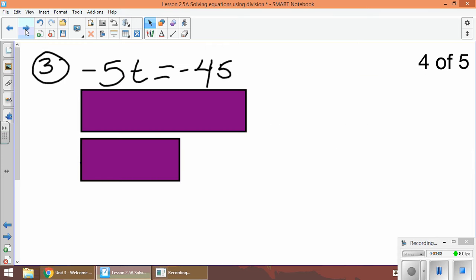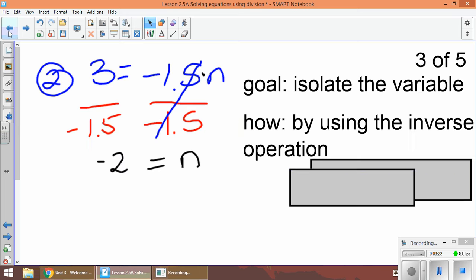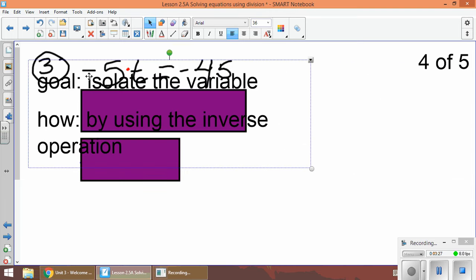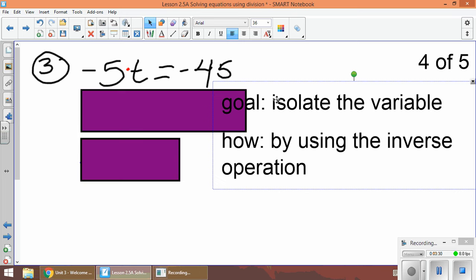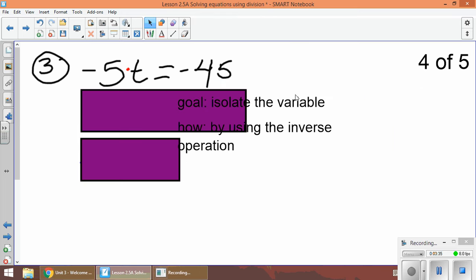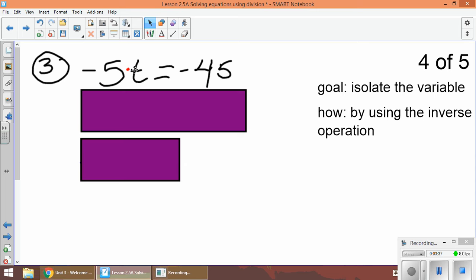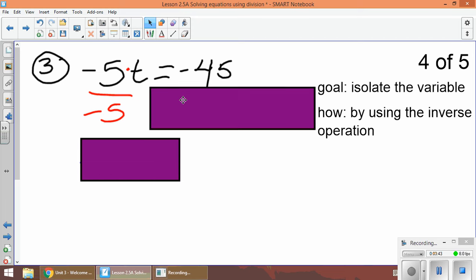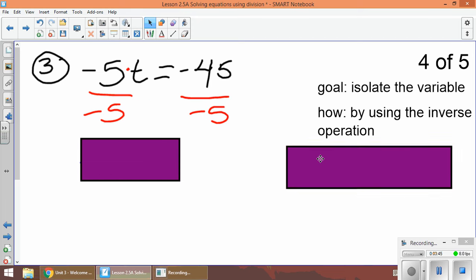Here's example 4 of 5, problem number 3. So negative 5 times t, so the operation is times, is equal to negative 45. So remember, just like in this problem here, my goal is to isolate the variable. And how do I do that? By using the inverse operation. So the inverse of timesing t by negative 5 is to divide it by negative 5. And what I do to the left side, I must do to the right side.